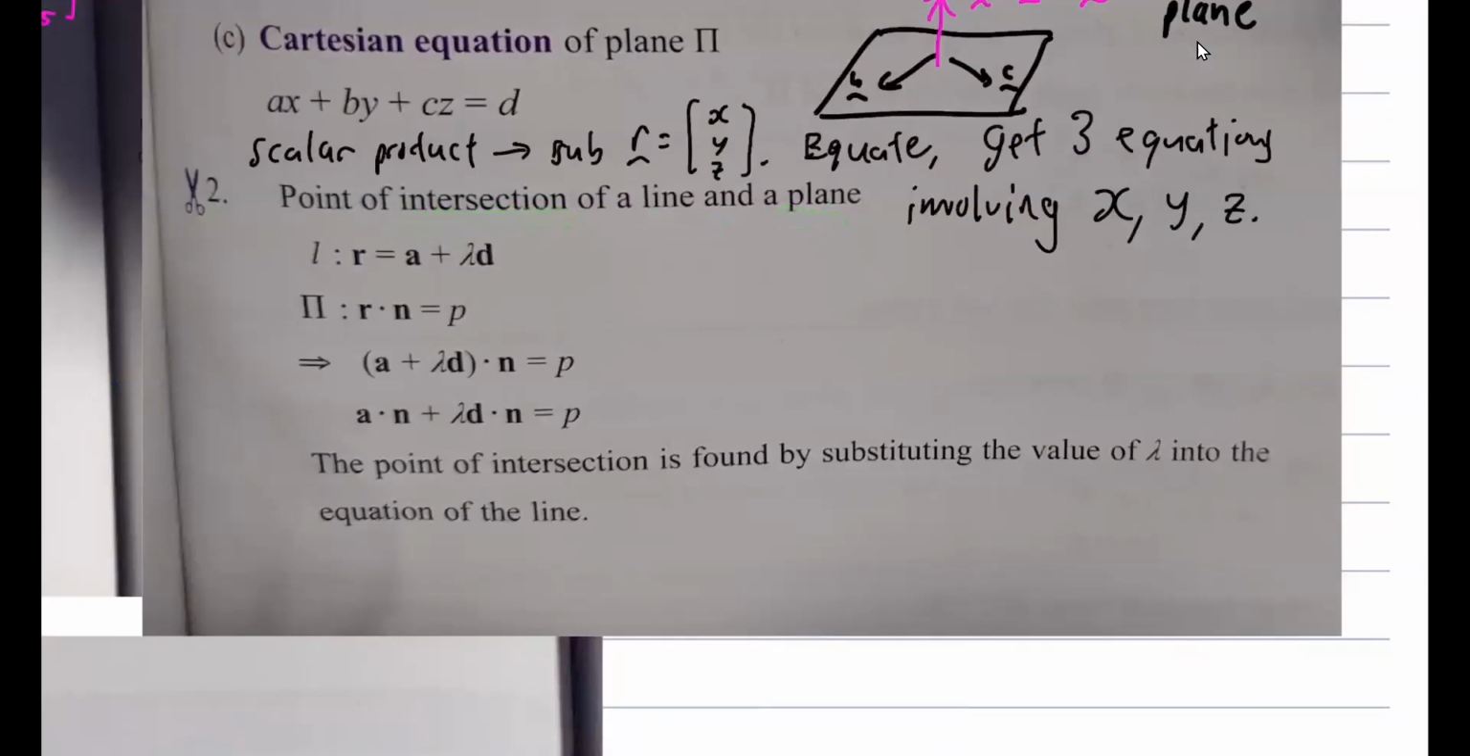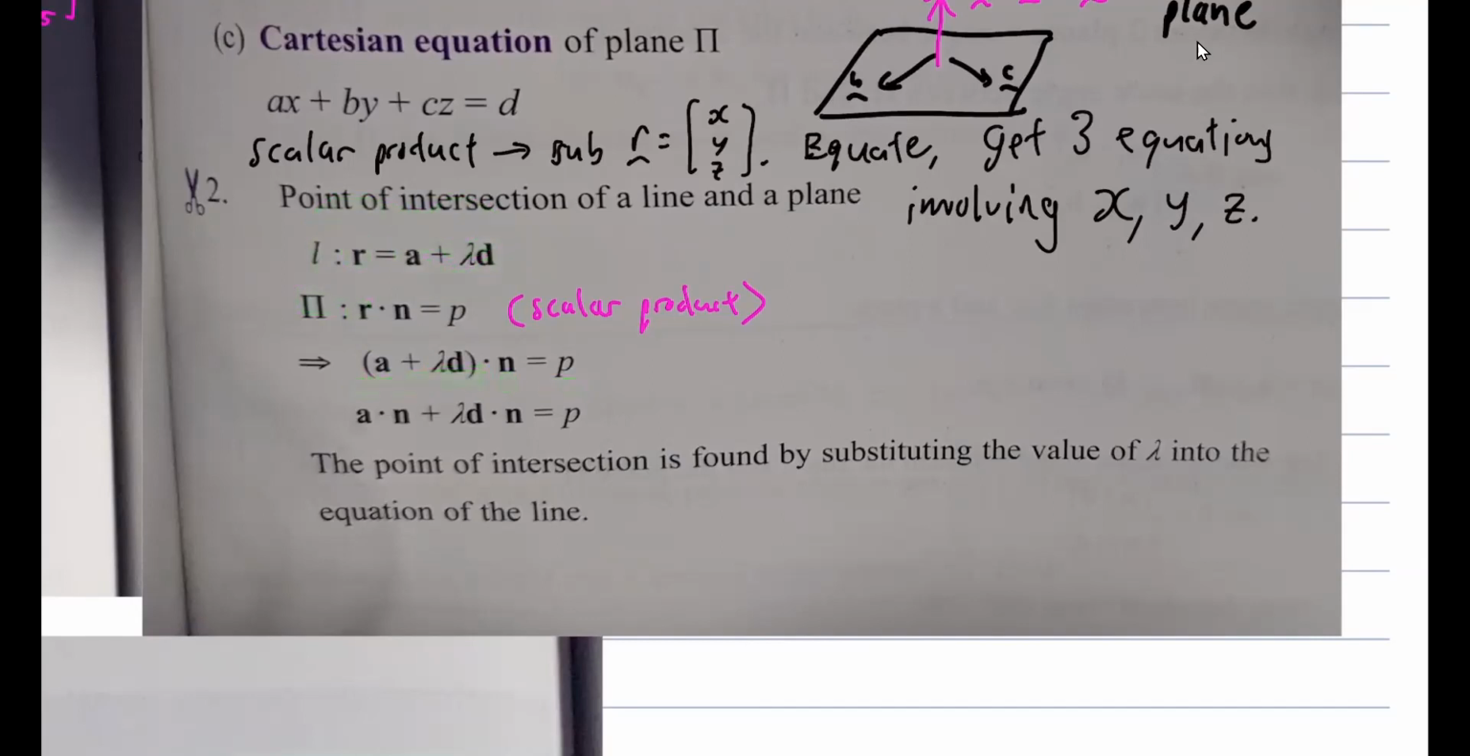It's very simple. You already know how to find point of intersection between two lines, right? You got r equals something, just equate them. Here it's the same thing. You got equation of a line, you got equation of a plane in scalar product form. Then all you need to do is to substitute. You see r, substitute the a plus lambda d inside the r. Okay, then you get this (a plus lambda d) dot with n equal to p.